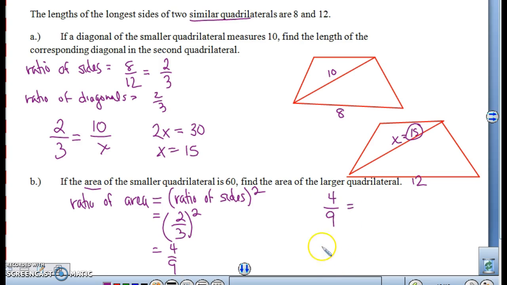All right, so now if I want to compare the smaller quadrilateral, the area is 60, smaller to larger, 60 to the larger, we don't know. 4x is equal to 540, and then divide by 4, and x is equal to 135. So that means the area of the figure is going to be 135. And we did that without having to know any area formula at all. We just had to know that the ratio of the sides squared is the ratio of the area. So there we go.